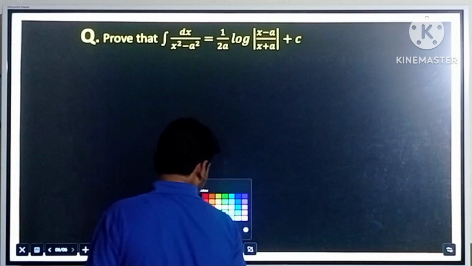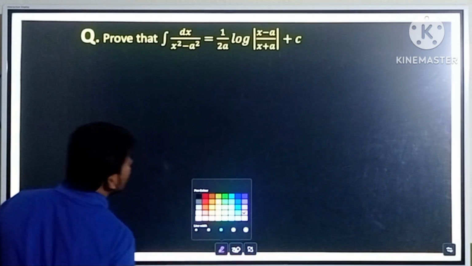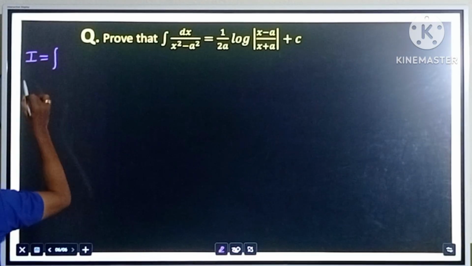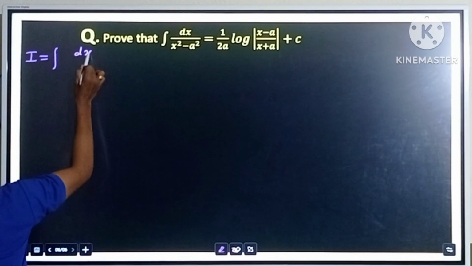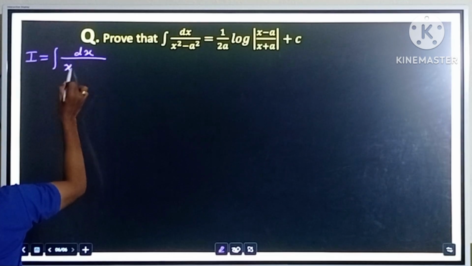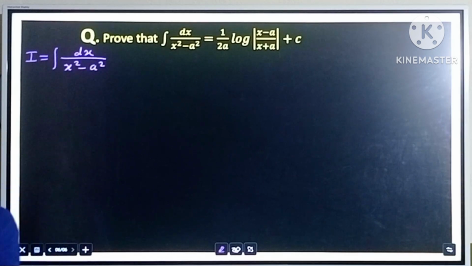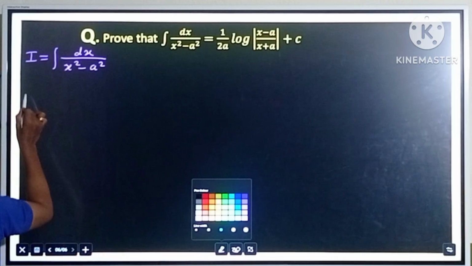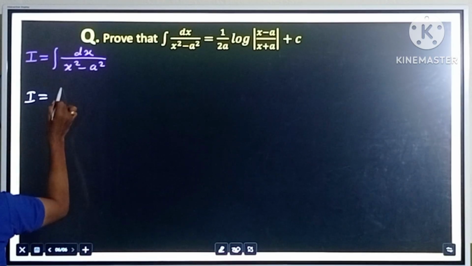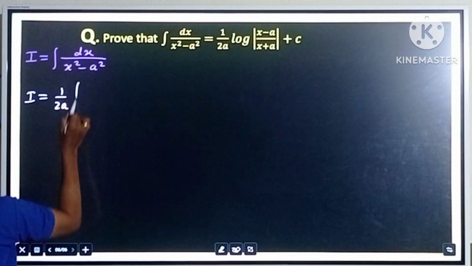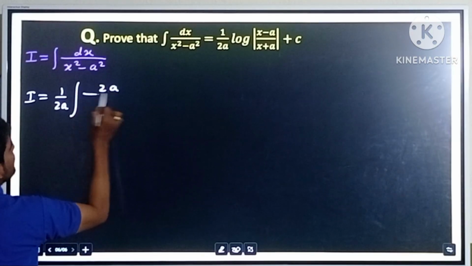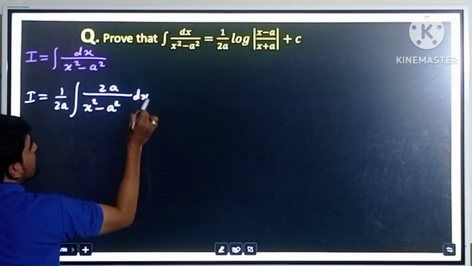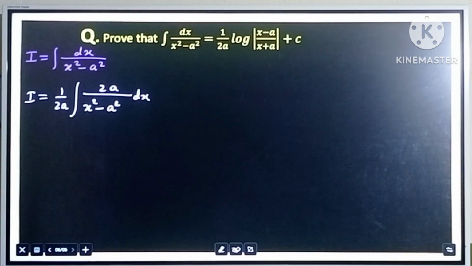So again, to prove this, let I is equal to integration of dx divided by x square minus a square. So in the first step, again the same thing: divide by 2a and multiply by 2a divided by x square minus a square with respect to x. I hope all of you are understanding.